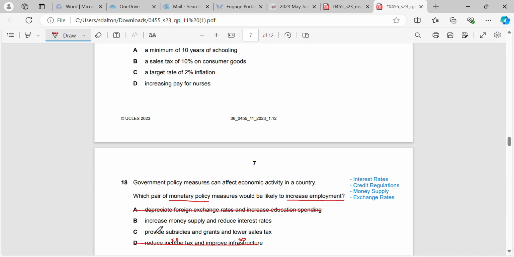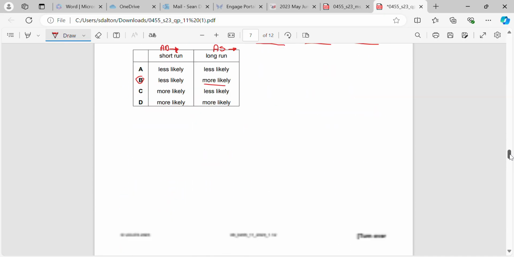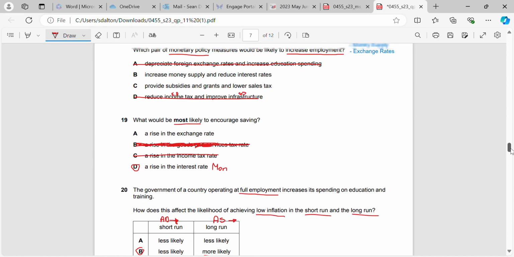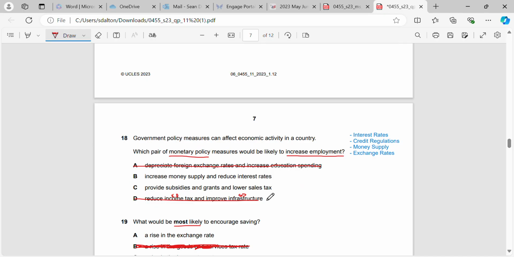So, in this case, increasing money supply and reducing interest rates. Reducing interest rates will increase the level of borrowing. It will increase C and I, and money supply will do the same. From here, it will increase our AD. So that's going to shift AD to the right, which means our real GDP will go up. And when real GDP goes up, employment is likely to rise, as well as national income and living standards. Subsidies and grants, etc., are not a monetary policy.